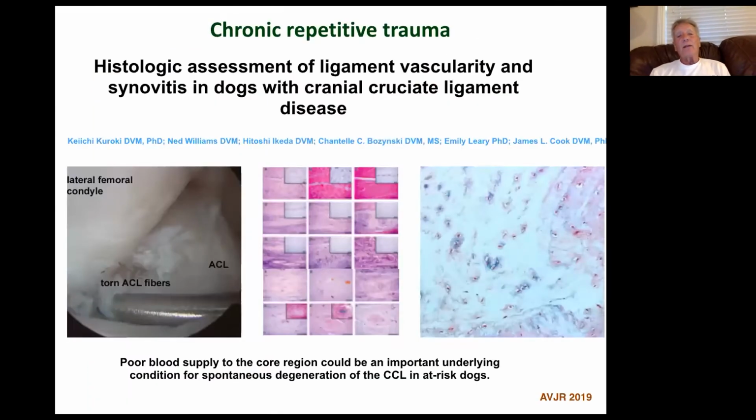The chronic repetitive injury, the one we see mostly in the larger breed dogs, and you can see the arthroscopic image there, and you can see some torn fibers there. That's the origin of the cranial medial band in this particular case. You can see most of it's functional ligament. Clinically, what these dogs do, they go out to the park and they play hard. They're weekend warriors.